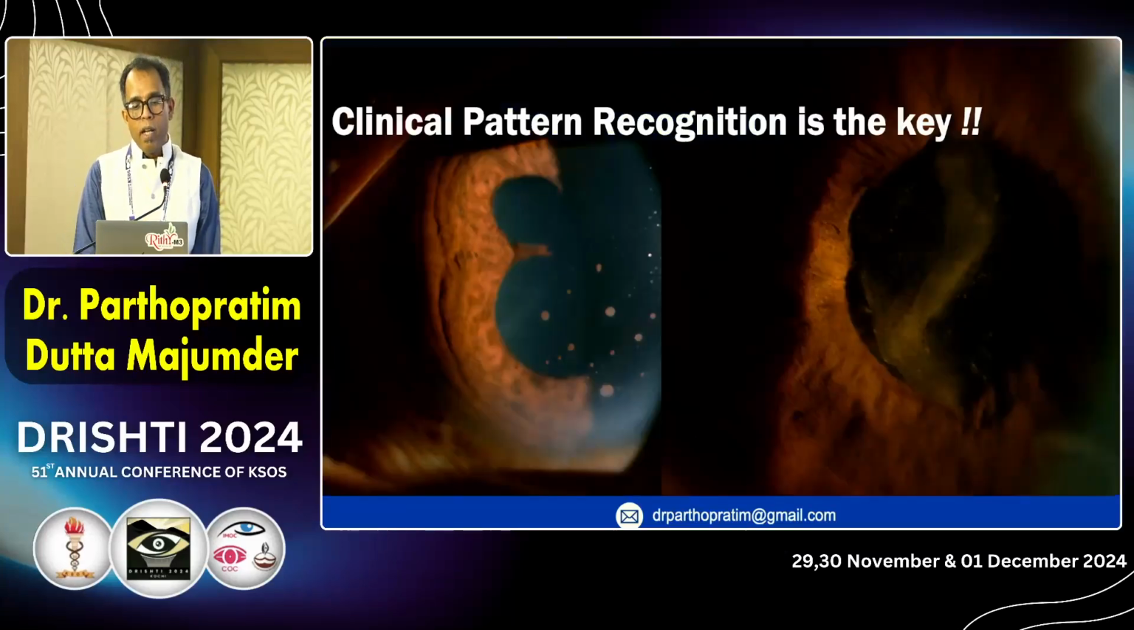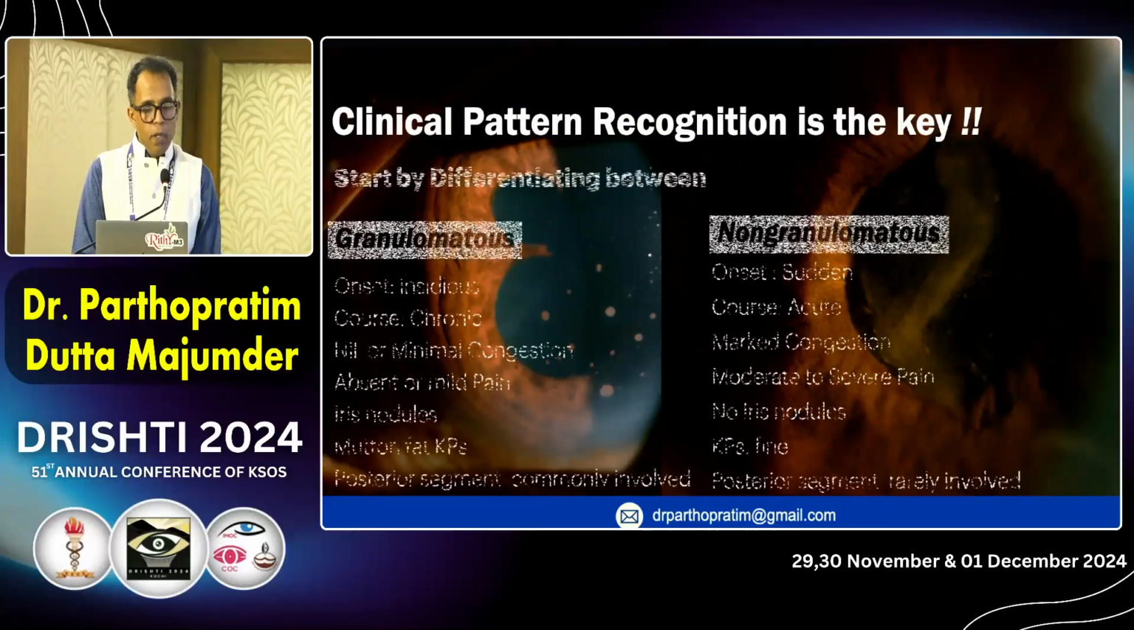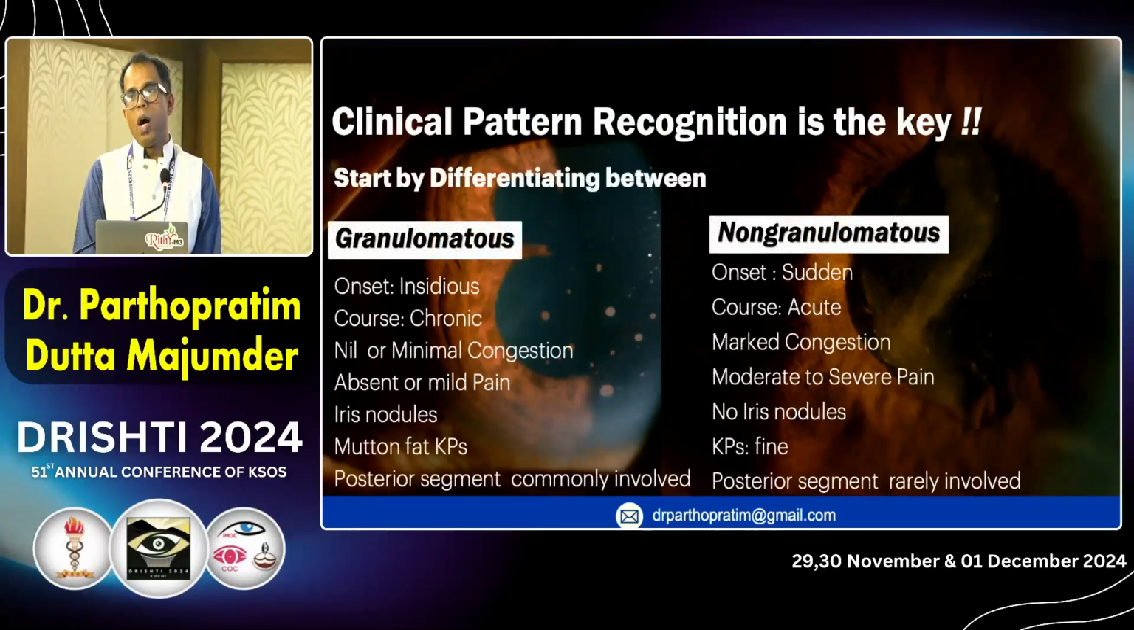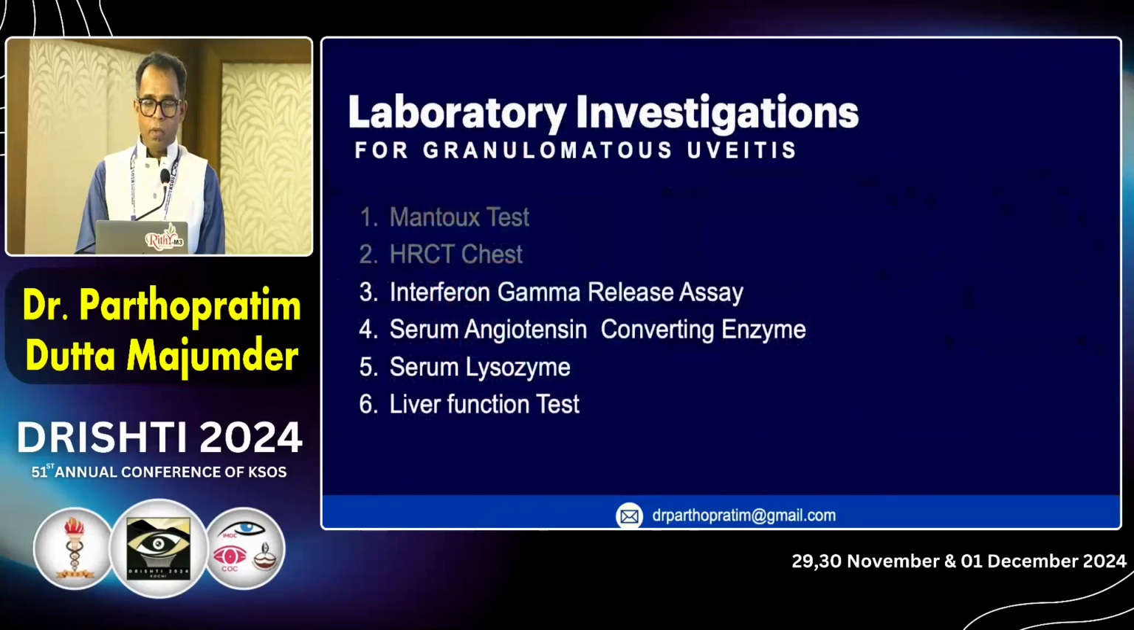Clinical pattern recognition is the key. I'm not going into the details, but you all know how to differentiate between granulomatous and non-granulomatous, and it is the most important test in your uveitis clinic when you start examining a patient. So try to differentiate between these two and then start your investigation. Now, when we talk about granulomatous investigations, we have so many tests.